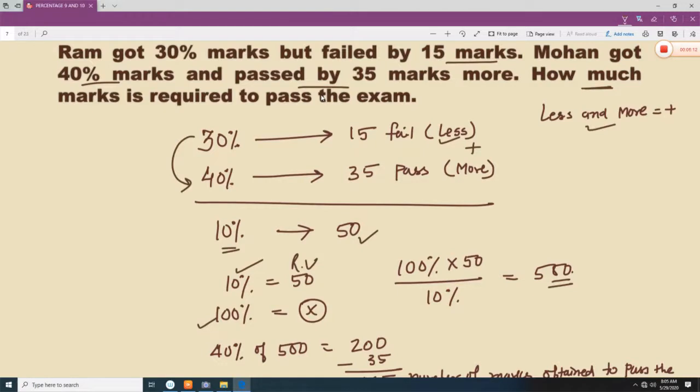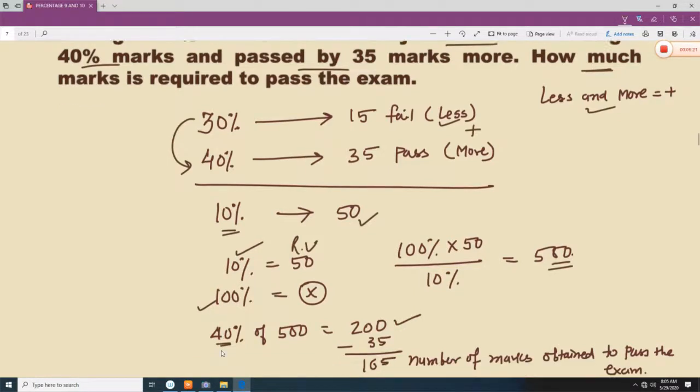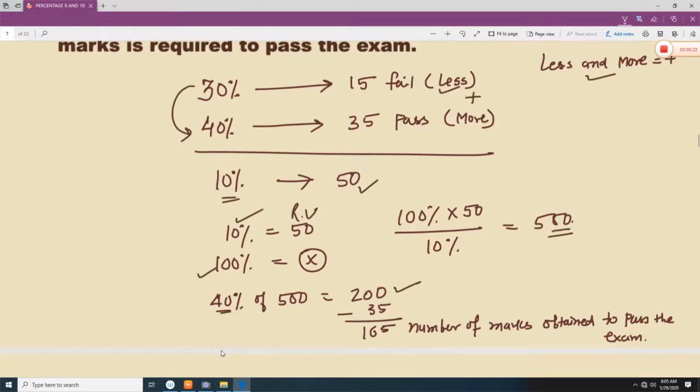Now how many marks does one have to get to pass the exam? 40% marks is required to pass the exam. 40% of 500 is 200. Now if you really want to find out how many marks were obtained by B, then 200 minus 35, that is 165.